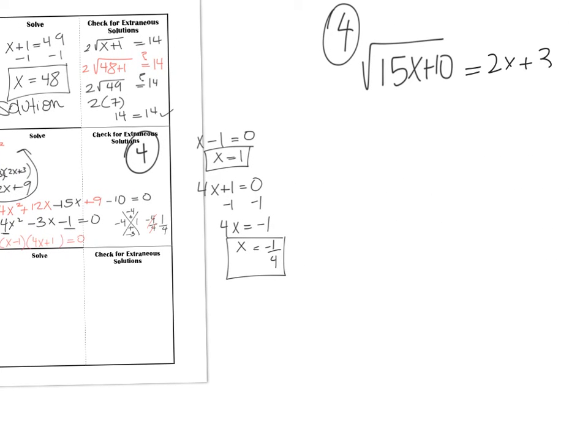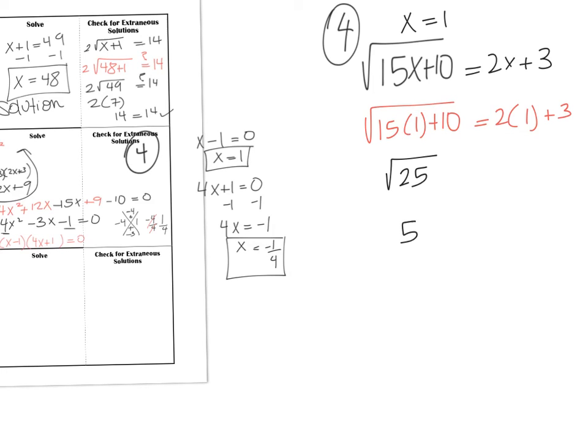And what I will do now is check my first factor, which is x equals 1, my first root. So plug in 1 for x, and let's see if it's going to give me something acceptable, something true. 15 times 1 is 15 plus 10, that's 25, and the square root of 25 is a 5. Now 2 times 1 is a 2 plus 3, and that is going to give me a 5 as well. So yes, x equals 1 is a solution.